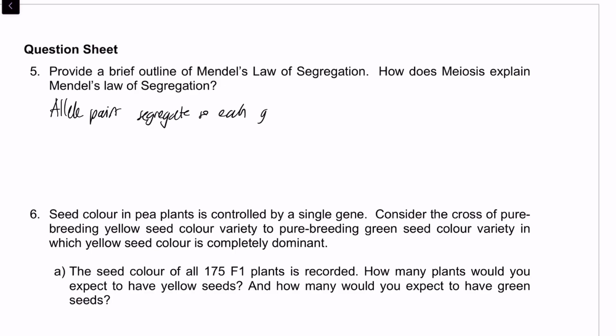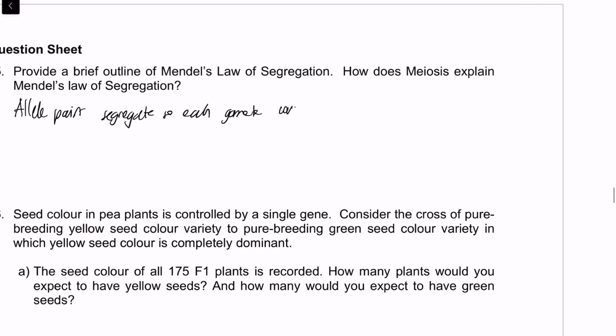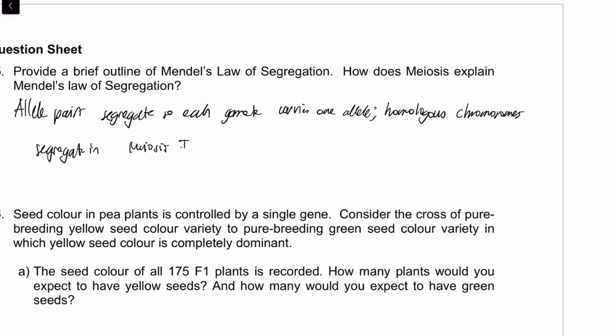So each gamete carries one allele. Homologous chromosomes segregate in meiosis 1, explaining the 1-to-1 gametic allele ratio.